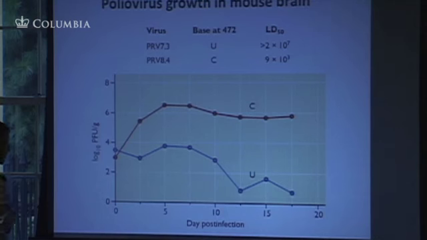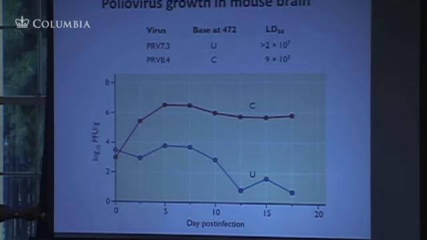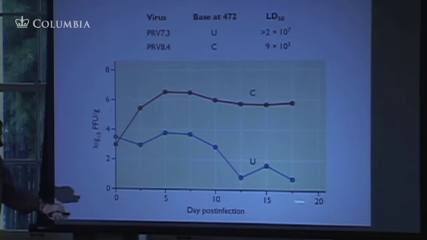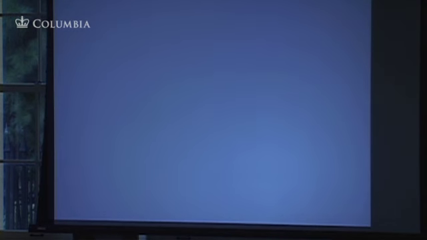If you look at the growth of this virus with time in the brain of these animals, so we're measuring virus here and we're measuring it with time, you see the viruses with the U don't really grow. They eventually are cleared from the CNS. So those are the ones that don't cause paralysis. In contrast, the virus with a C grows very well in mice, and that's why it paralyzes them. So this just emphasizes the importance of this base change. And this is going to come back to haunt us in a moment.